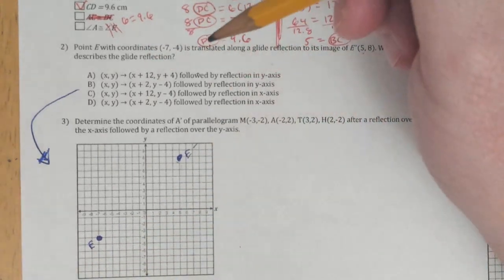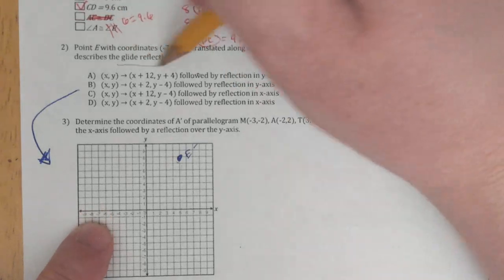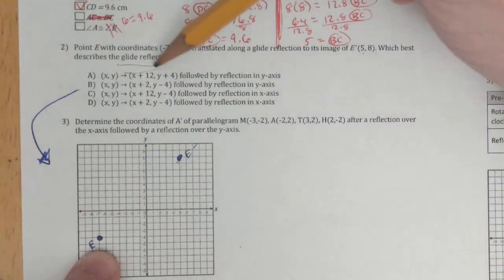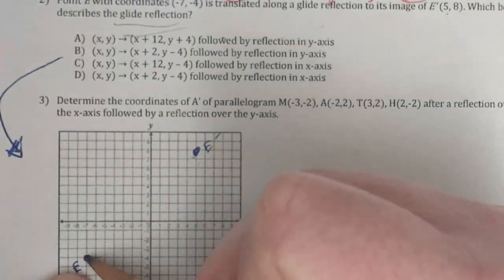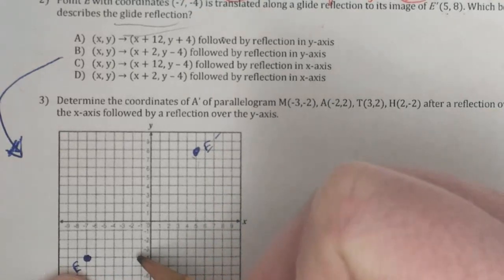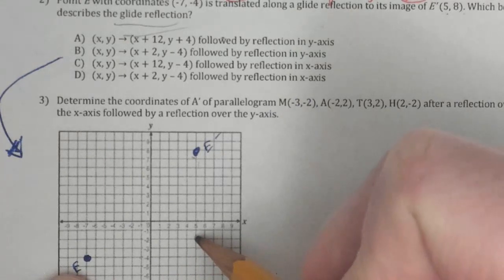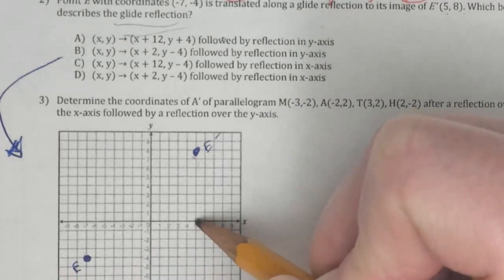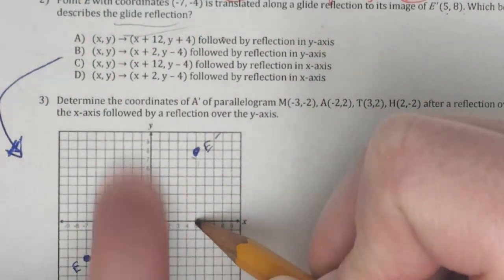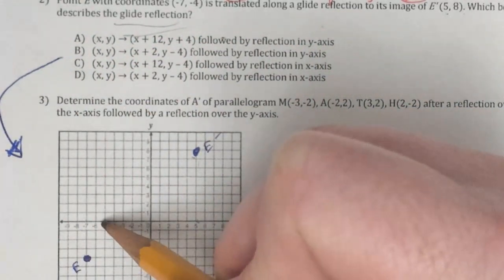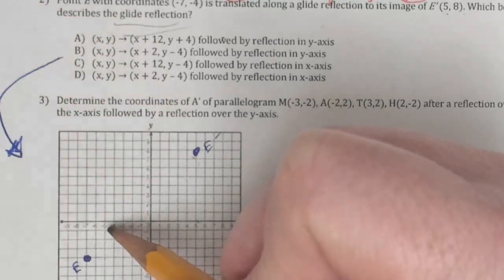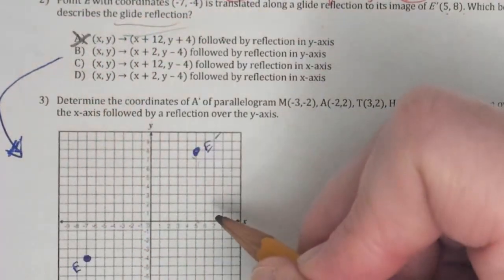All right, so this one right here, and they said which one best describes it. So they say go +12, +4. We'll zoom in a little bit. +12, 1, 2, 3, 4, 5, 6, 7, 8, 9, 10, 11, 12, +4, 1, 2, 3, 4. So I landed right here. And then it said reflect over the y-axis. Here is the y-axis. If I flip over that line, I would land over here. So that's definitely not it. I needed to go up here. So no. All right, so let's keep going.